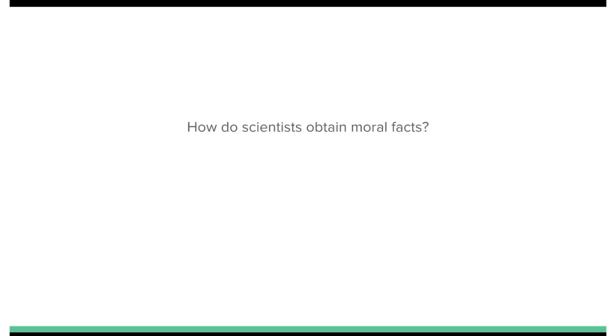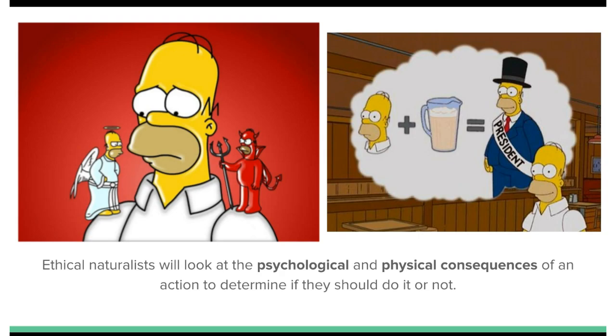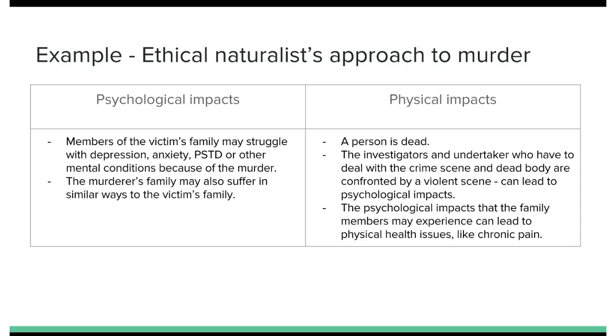So how do scientists get these moral facts? Well, basically, as a starting point, they think about the psychological and the physical consequences of a particular action to determine whether or not they should do that action. So as a little example, I have a couple of examples in this presentation to help show you what that might look like. First of all, murder. So murder is a pretty straightforward issue. Generally, most people think that murder is wrong.